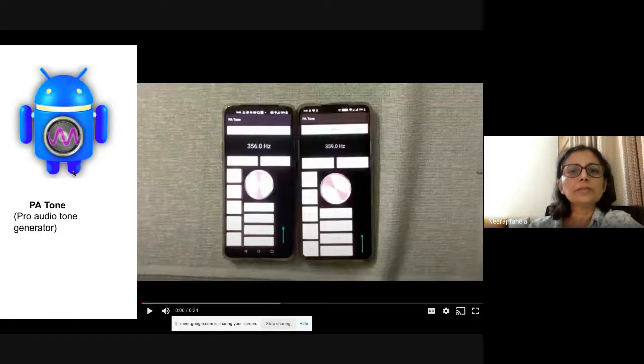When I open this application, this is the kind of screen that appears. Using this application, I can generate sound of different frequencies. So here I have two phones. On those two phones, I have opened this application, and in one of the phones I will have a frequency of 356 hertz, and in the other phone a frequency of 359 hertz. And observe what happens.